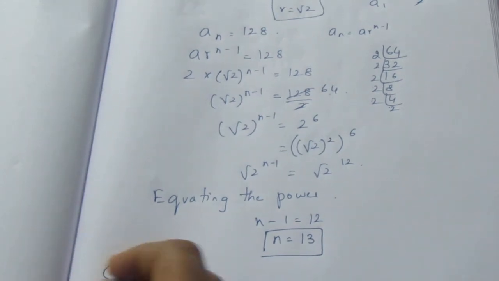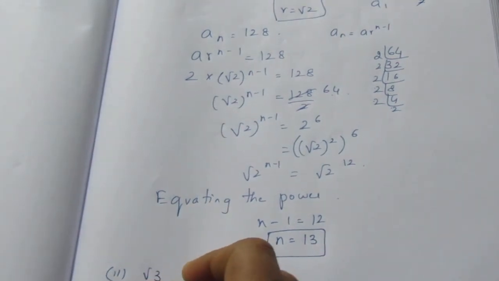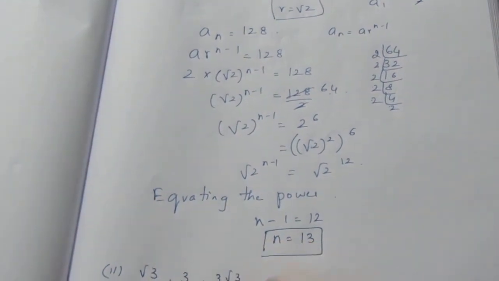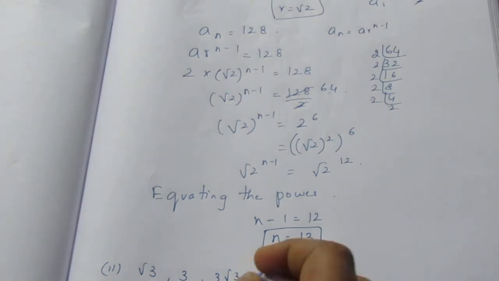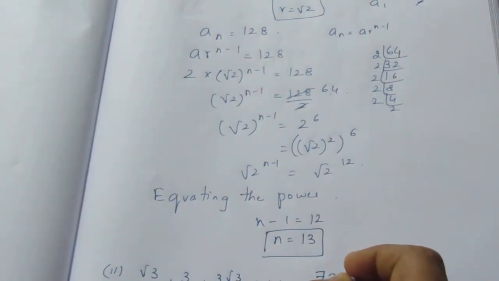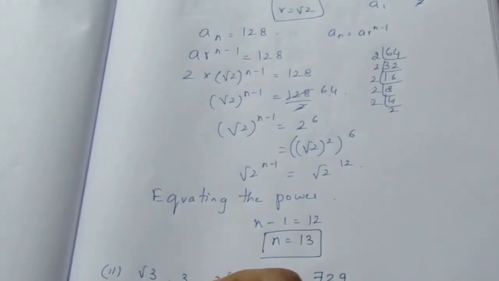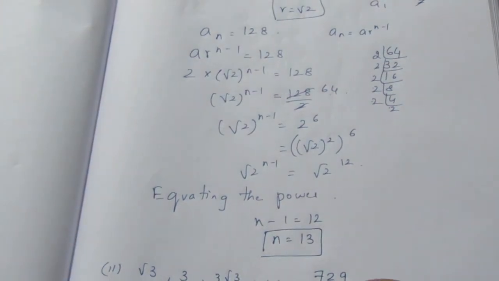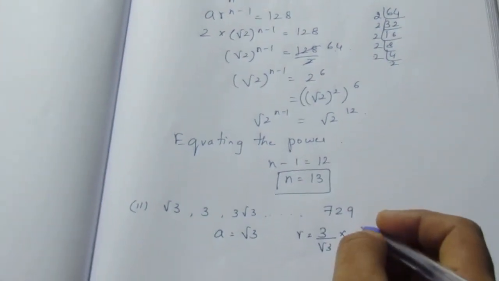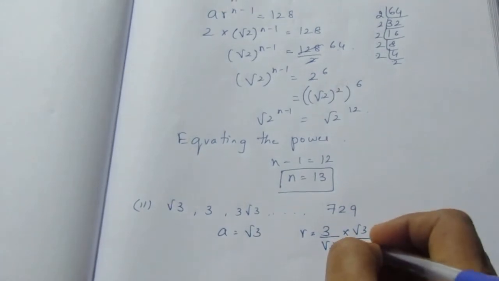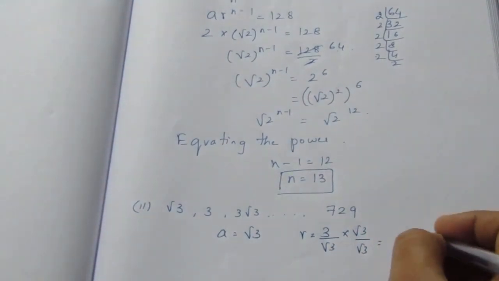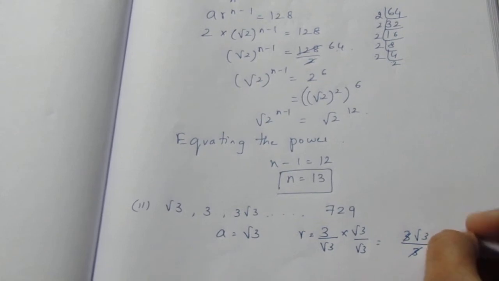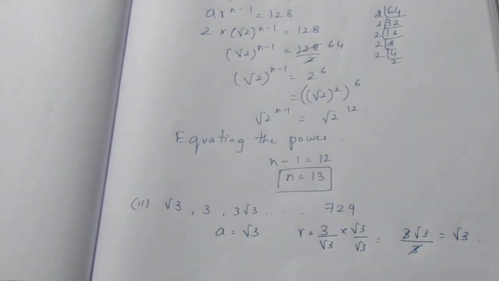In the second one, it is given as root 3, root 3. Again it is multiplied with root 3. So now it is in GP, A is equal to root 3, R equal to 3 by root 3. If we conjugate this, it becomes 3 root 3 by 3. It gets cancelled and it becomes root 3. So we know R to be root 3 and A to be root 3.